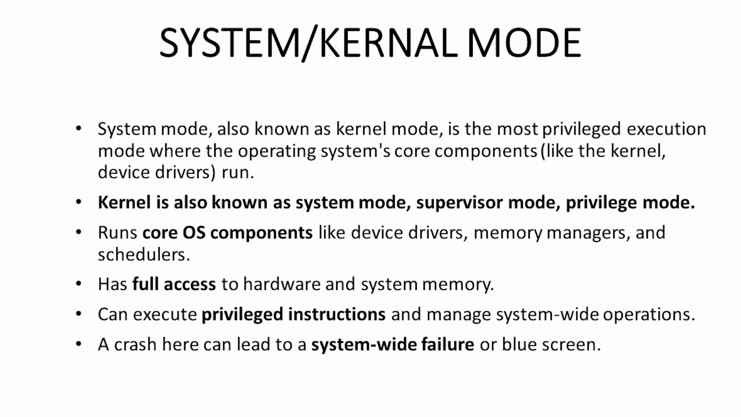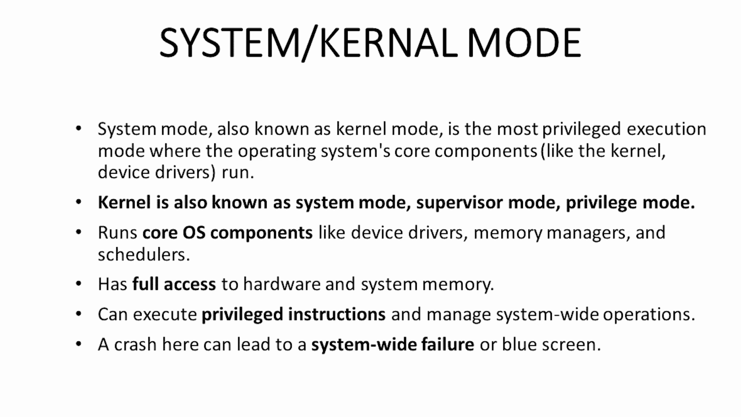Next, we will see what is system mode. System mode is also known as kernel mode. System mode, also known as kernel mode, is the privileged execution mode where the operating system core components run. It is also known as supervisor mode or privilege mode. It runs core operating system components like device drivers, memory managers and schedulers. In system mode, it can access the hardware as well as memory, and it can execute privileged instructions and manage system-wide operations.